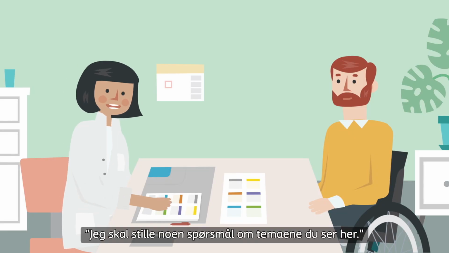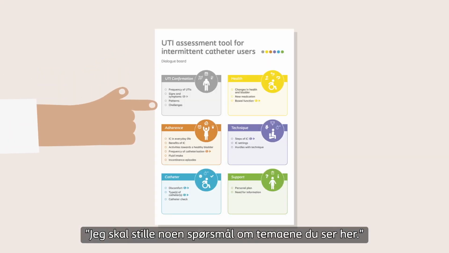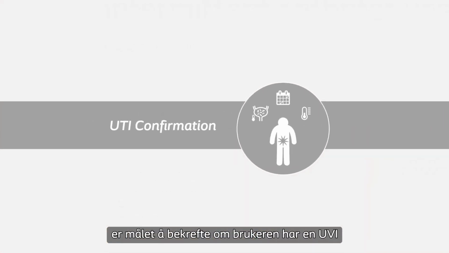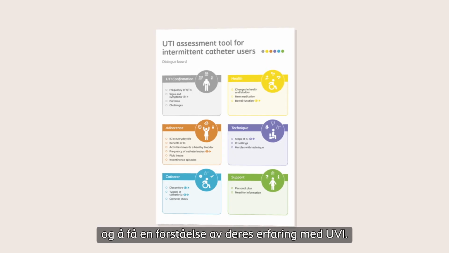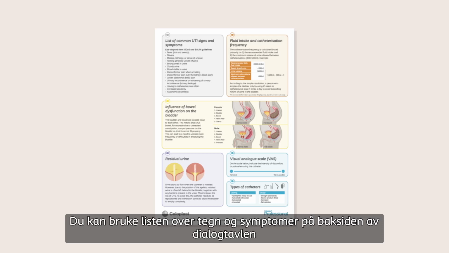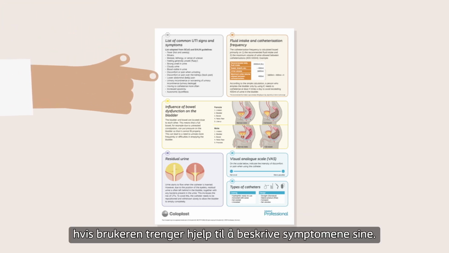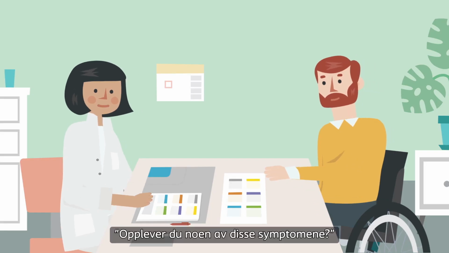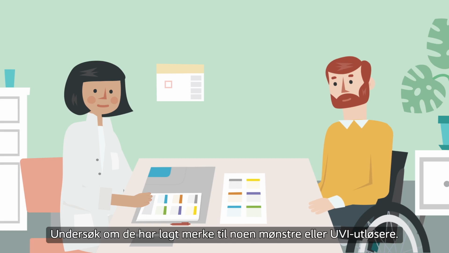I'll be asking some questions about the topics you see here. At the beginning of the consultation, the goal is to confirm whether the user has a UTI and to gain an understanding of their experience with UTIs. You can use the list of signs and symptoms on the back of the dialogue board if the user needs help describing their symptoms. Do you experience any of these symptoms? And then explore if they've noticed any patterns or UTI triggers.